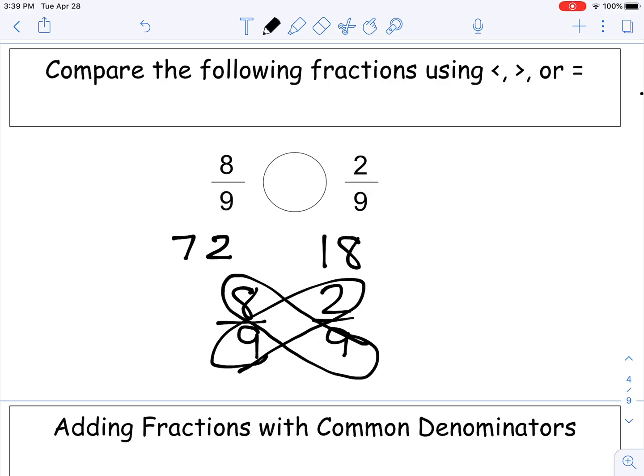What do you know about 72 and 18? Which one's greater? Which one's less? Are they equal? Well, no. 72 is greater than, so I'm going to use the greater than sign. Now, be careful on these. When I cross multiplied, notice how I circled the 8 and 9 first and wrote it above the 8. Okay? Got to be careful with your order on these. Order does matter.